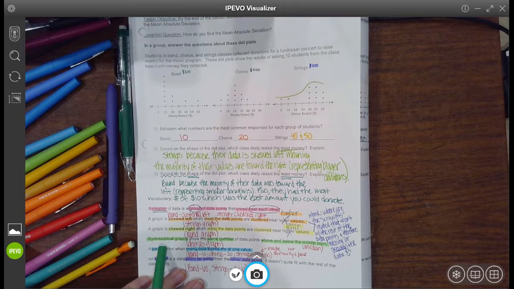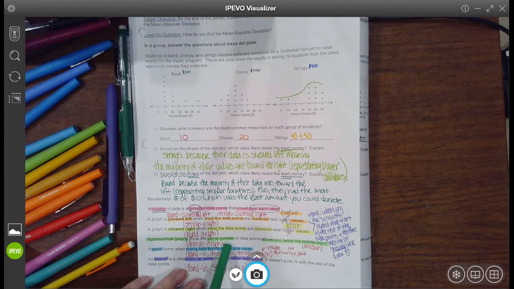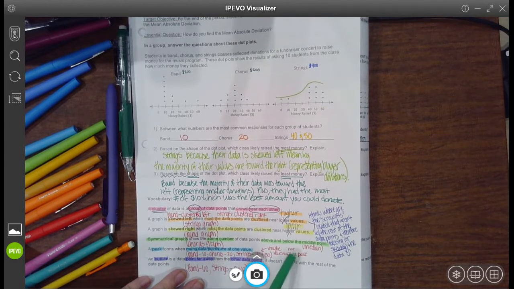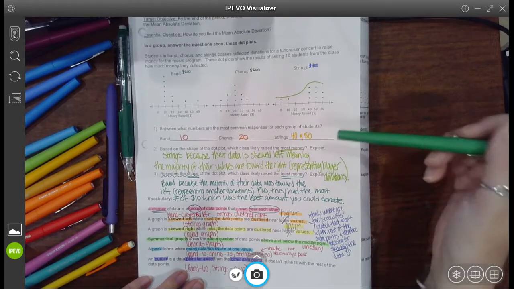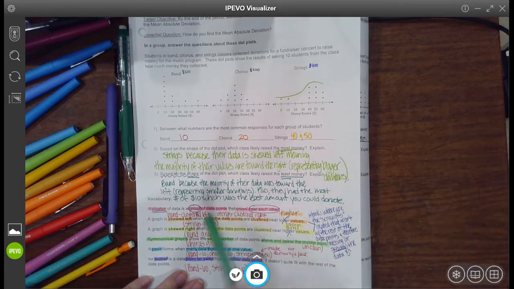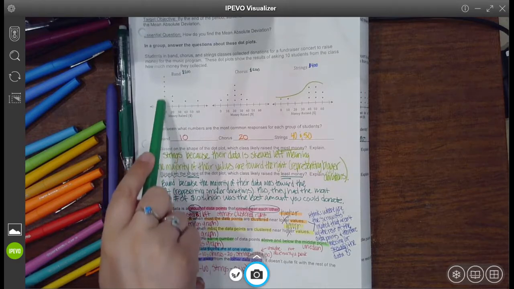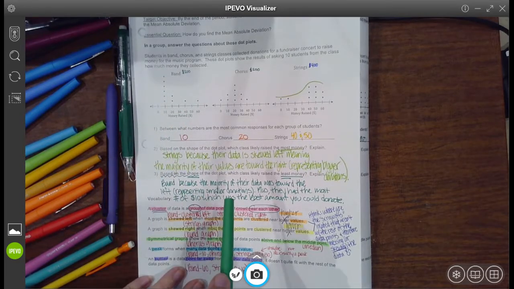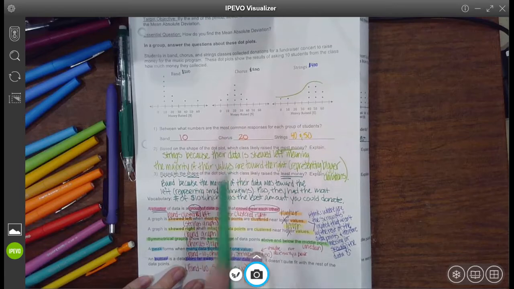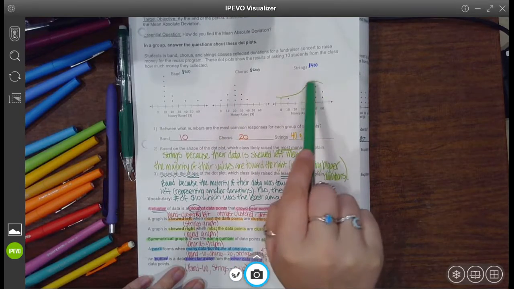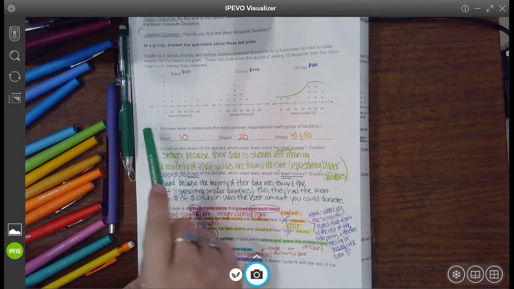Symmetrical graphs show the same number of data points above and below the middle. And you're like, what? Okay, so let's skip really fast to the definition of a peak. A peak forms when many data points are at one value. So do you see that band has a peak at 10, chorus has a peak of 20, and strings has two peaks at 40 and 50.